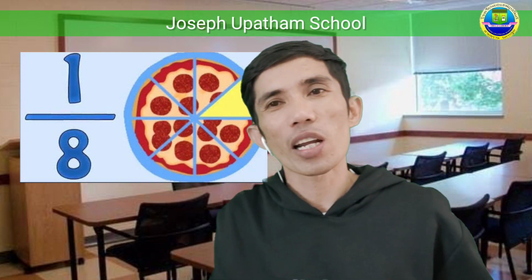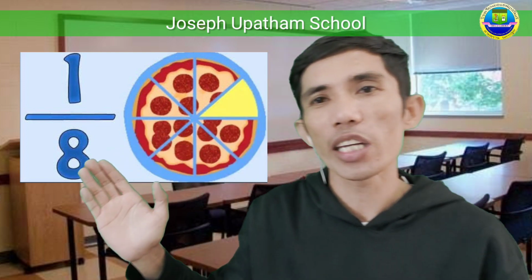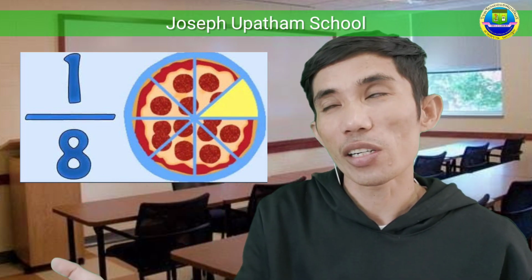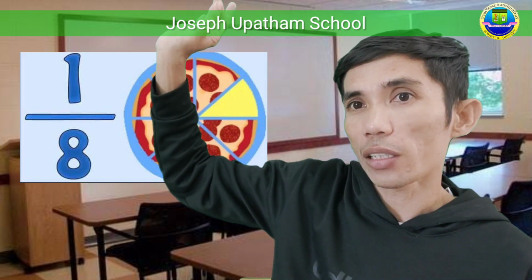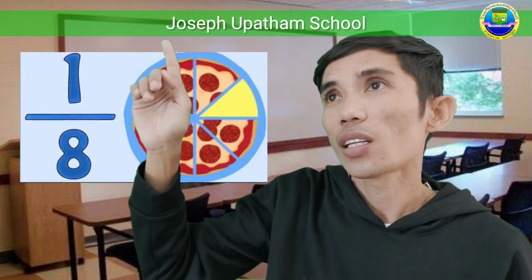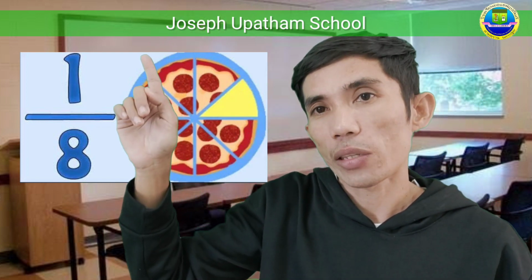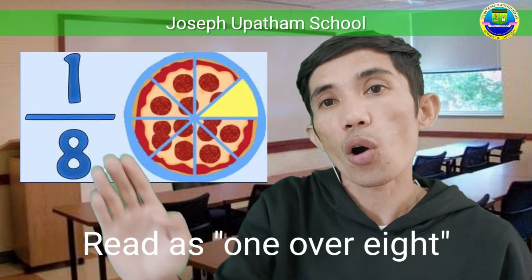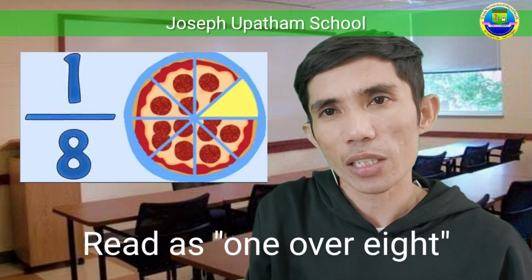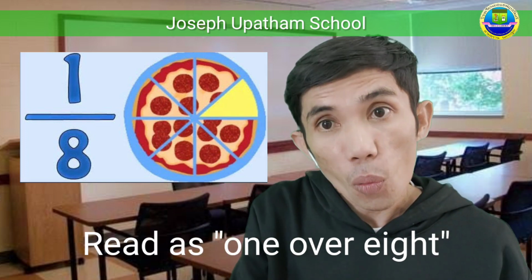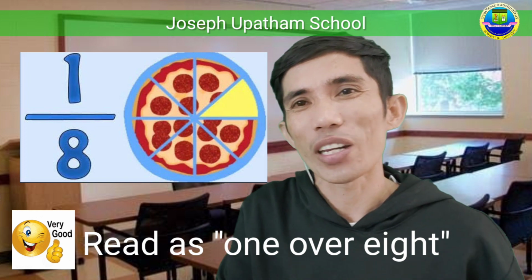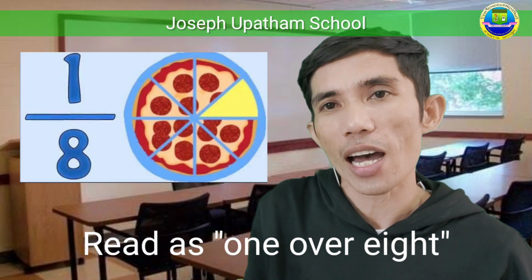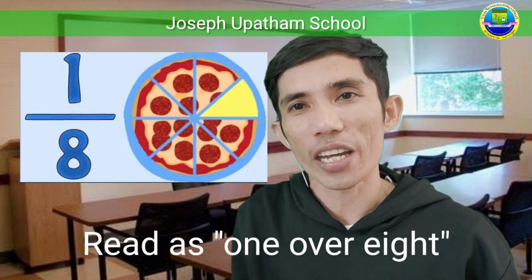Let's go back to this pizza. As I said a while ago, I divided this pizza into 8 equal parts, so 8 is our denominator, and I take one part of it, and this part will be our numerator. So we have here a number which is read as 1 over 8. Can you please say that once again? Very good. We read this as 1 over 8. And 1 over 8 is an example of a fraction.